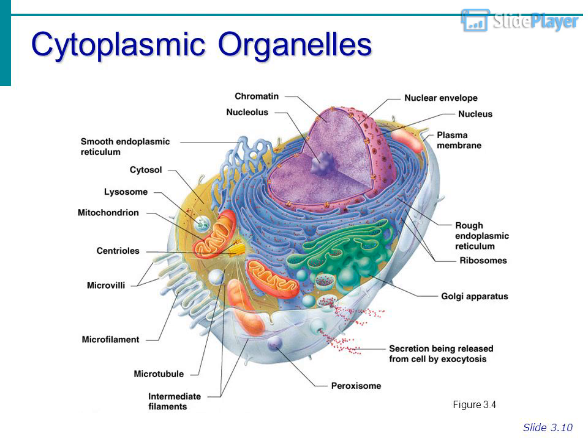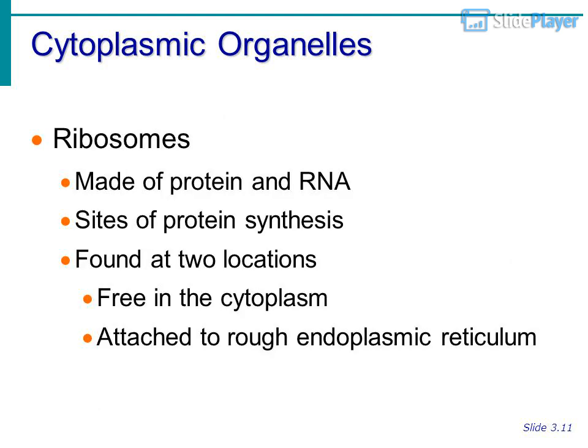Slide 3.9. Cytoplasmic organelles. Figure 3.4. Slide 3.10. Cytoplasmic organelles. Ribosomes are made of protein and RNA. They are sites of protein synthesis and are found at two locations: free in the cytoplasm, and attached to rough endoplasmic reticulum.